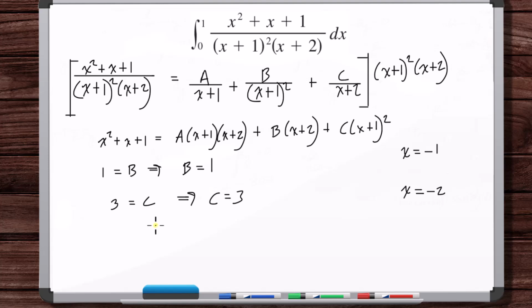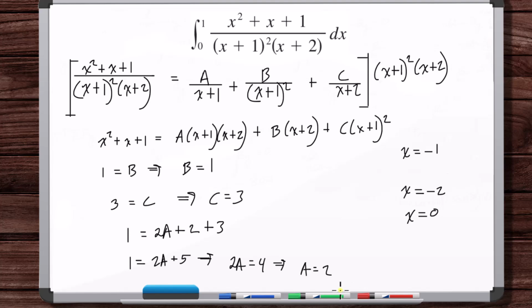Okay, now when x is equal to 0, we've got 1 is equal to 2a, and then 2 times b, and then c plus c. 2a is equal to, 4a is equal to 2. Okay, so B is 1, C is 3. There we go.